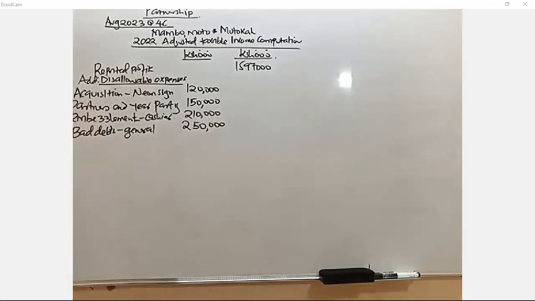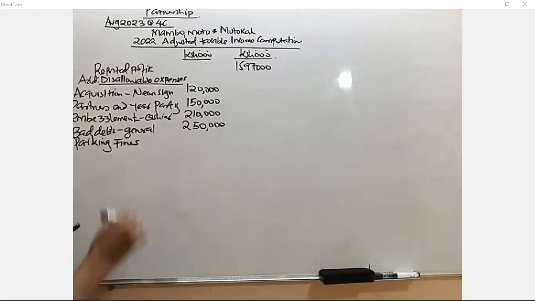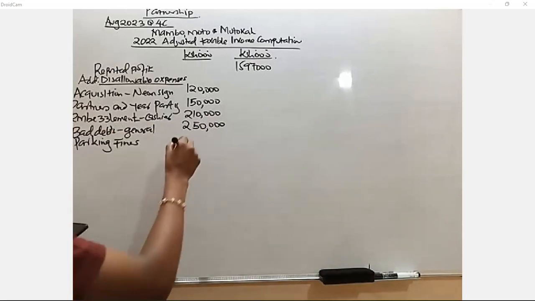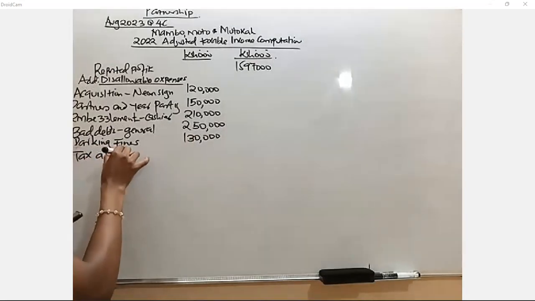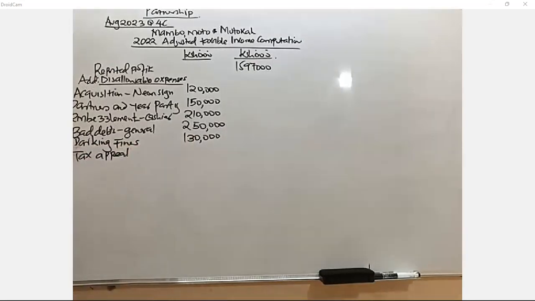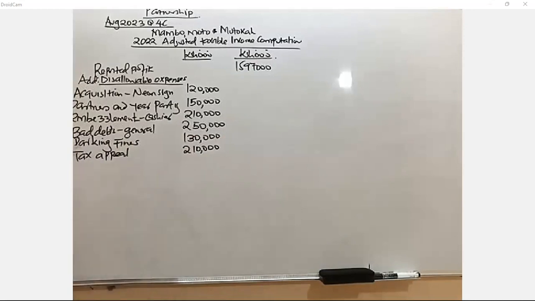Correct. As we continue with the additional information, number four, the legal fees comprise of the following. One is the parking fines, disallowable. So how much is the parking fines? We have been given 130,000. Then we also have settling a dispute with the customer, which is an allowable expense. Then we have appeal on the tax assessment, the tax appeal. So how much is our tax appeal? We have been told this tax appeal is 210,000.